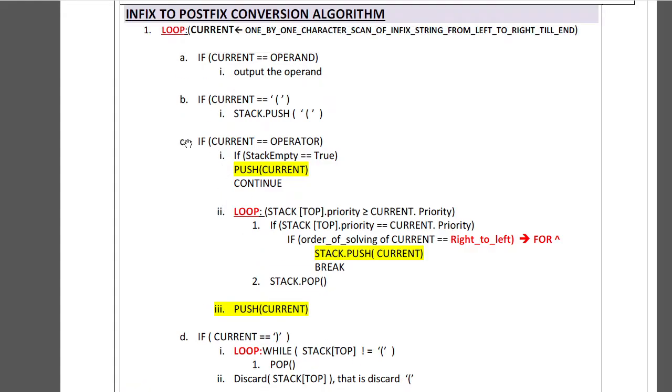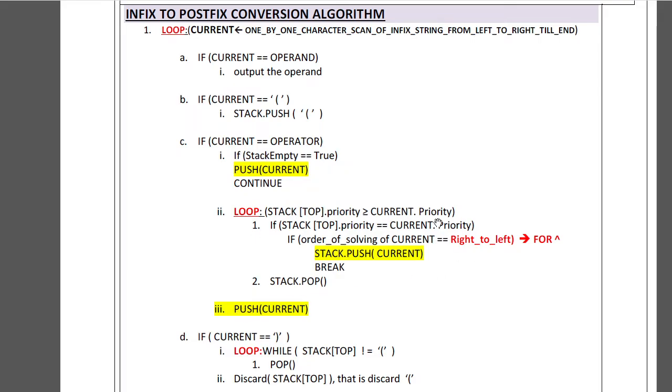Other than that, this is the main thing: if an operator comes, what to do? If the operator comes and the stack is empty, we push it in. If the stack is not empty, we check the priority of the topmost operator, the operator present at the top of the stack. If the priority of the top of the stack's operator is less, we push in. That means it won't go into this loop. If the stack is not empty, you just push it in.